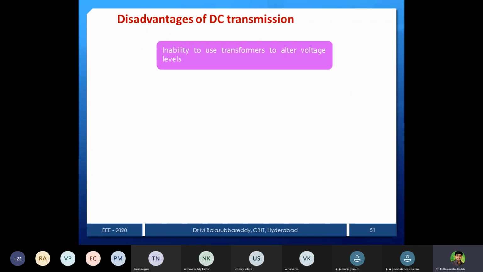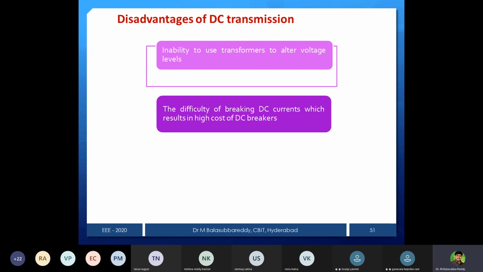Another one is the inability to use a transformer, which I already mentioned in the introduction class also. On the DC transmission side, we don't use any transformer because a transformer operates only in AC systems. That is the reason that in AC we can operate with different voltage levels using transformers. But in DC, straight after the transmission line you use an inverter station. That inverter station converts DC to AC, and the AC form is utilized on the application side.